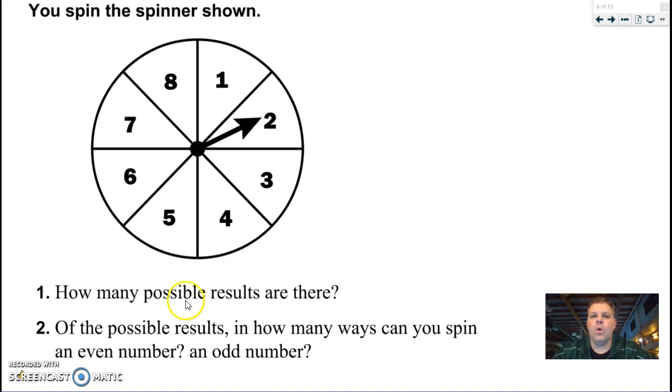Yes, there should be 4 ways to spin an even number: 2, 4, 6, and 8. So there are 4 different ways. How many ways can you spin an odd number? Hopefully you said also 4: 1, 3, 5, and 7.